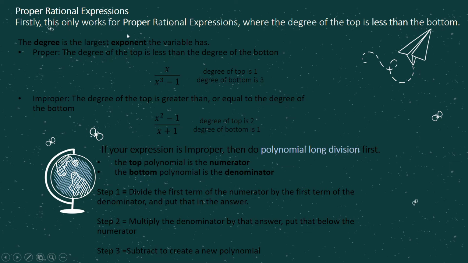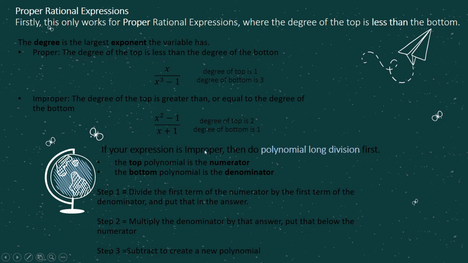Firstly, this only works for proper rational expressions where the degree of the top is less than the bottom. The degree is the largest exponent the variable has. Like this, the top has only degree 1, meanwhile the bottom degree is 3. They are what we call proper fractions. The degree of the top is less than the degree of the bottom. And the improper, the degree of the top is greater than or equal to the degree of the bottom, like this. S to the power of 2, meanwhile s at the bottom is the power of 1.